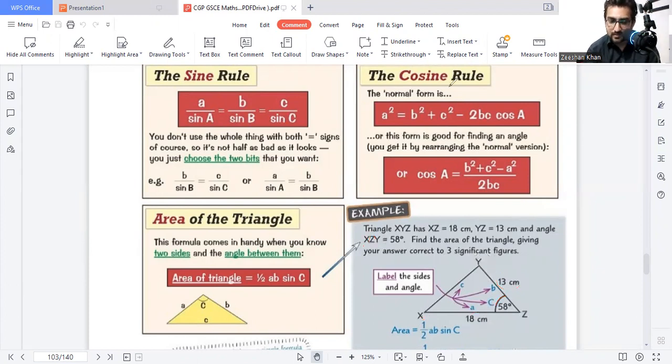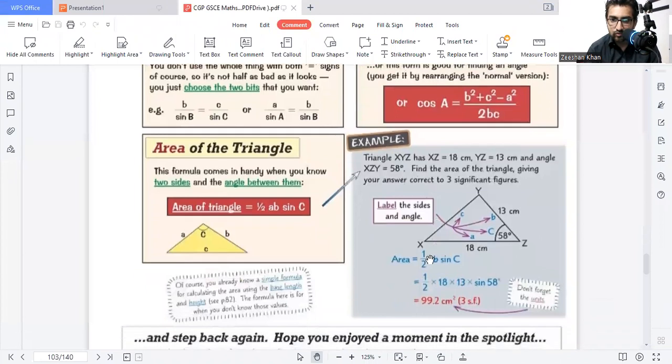So this becomes really easy. Use the formula: 1/2 ab sine C. So a is 18, b is 13, and C is 58. Substitute, use the calculator, multiply them, and you will get 92.2 centimeter square. Remember the unit of area is centimeter square or meter square, so it depends. Here the sides are given in centimeters, so always write centimeter square in the answer.